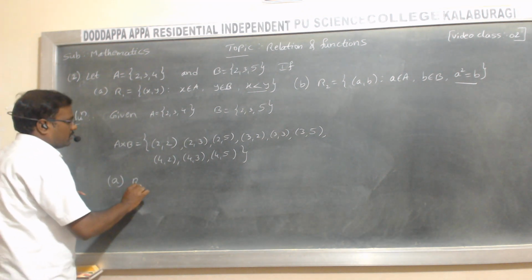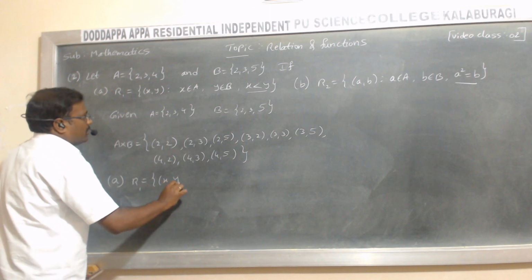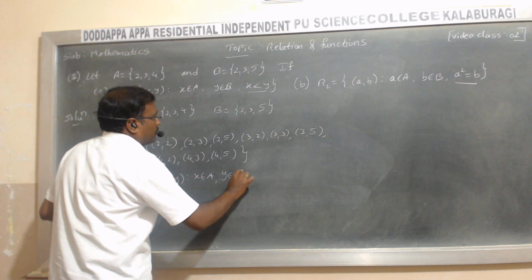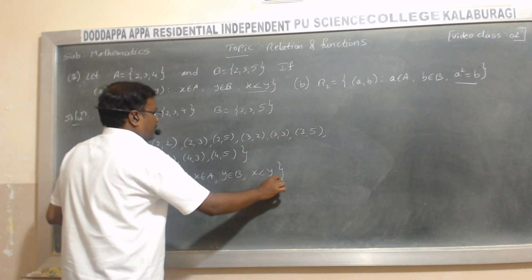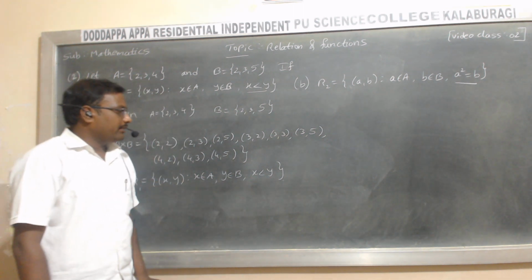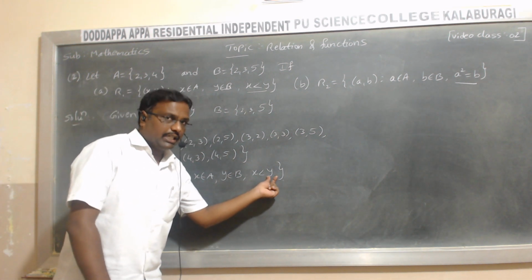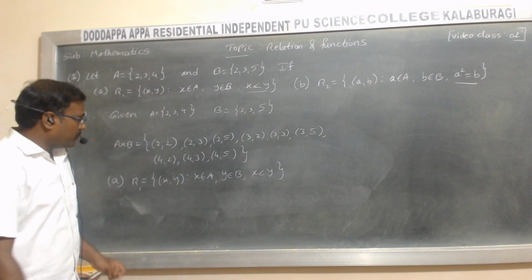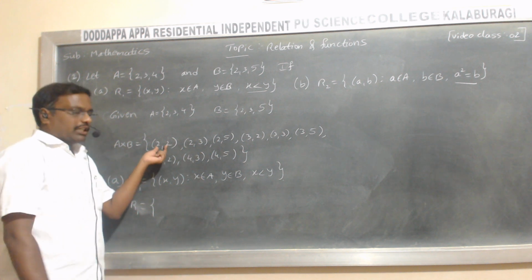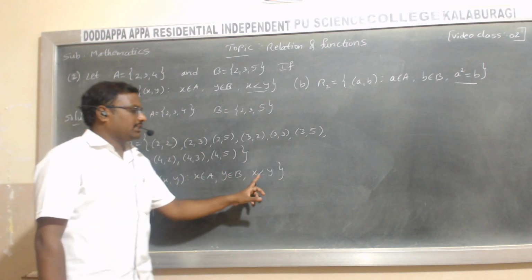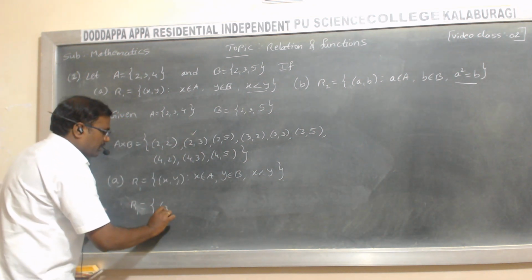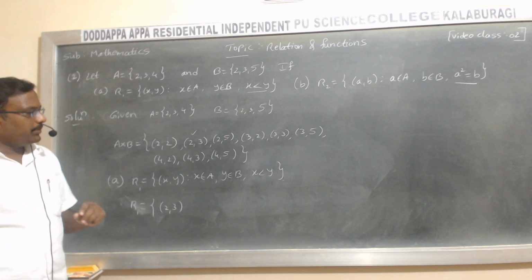First, what is the given? R1 is equal to {(x, y) such that x belongs to A, y belongs to B, x less than y}. Okay. So what is the given condition here? x less than y. So it means the y value should be bigger and the x value should be smaller. So this type of pair you can take. Here both are equal, so it is not possible, because less than is the given symbol. Here it is possible because x is small, y is bigger.